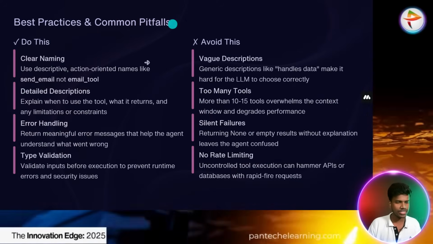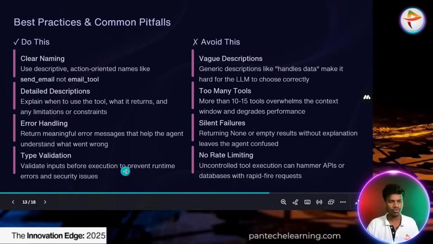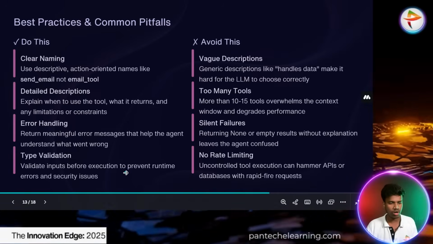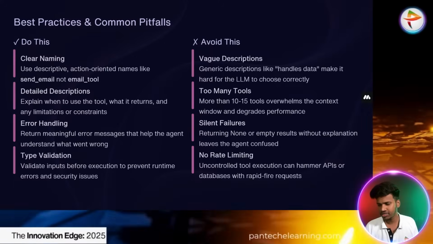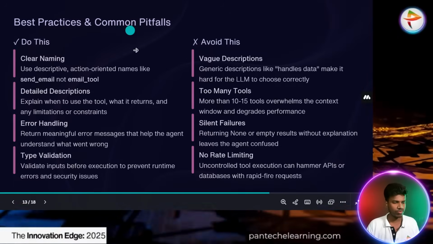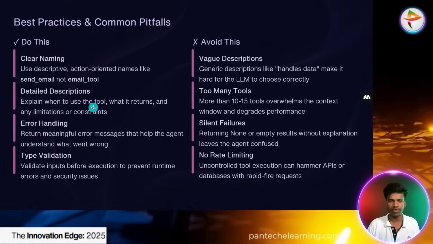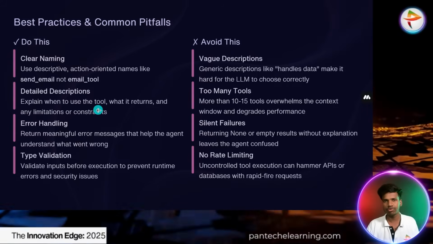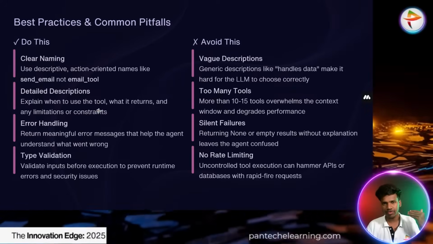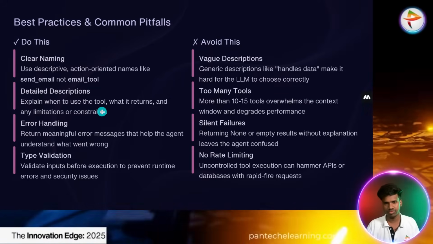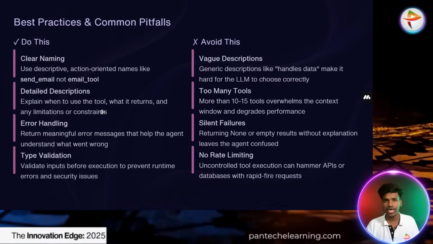Then best practices and common pitfalls. So what we should do and what we shouldn't do, what kind of things we have to avoid and what kind of things we have to do. First one, clear naming. That is an important one. Every agent, every function or condition, we have to give a proper name. Once we fix that, we can follow the same thing, because everything is interconnected.